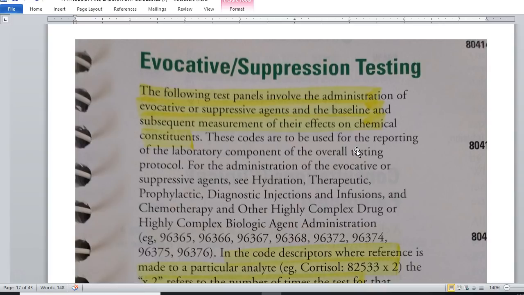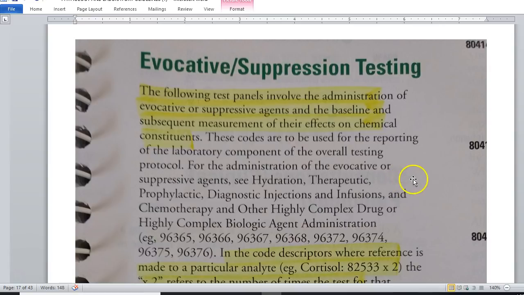So basically, these are for people that are having a hyper or hypofunction of at least one or more of their endocrine glands. So here's the thing. What we want to do is we want to get that baseline first, then we're going to give them a drug that will either evoke or suppress, put them in the opposite function so we can see how the body reacts to that drug.